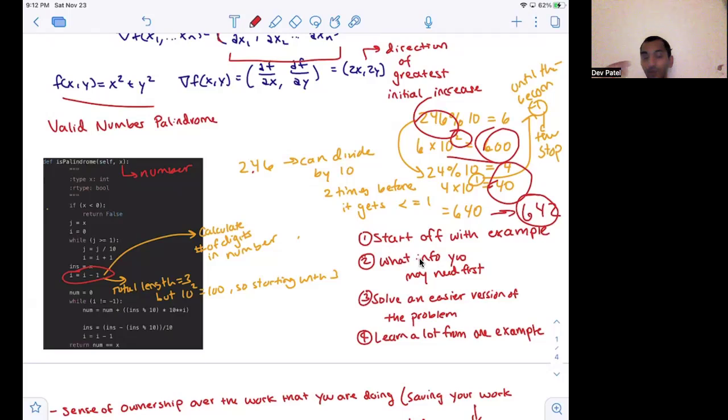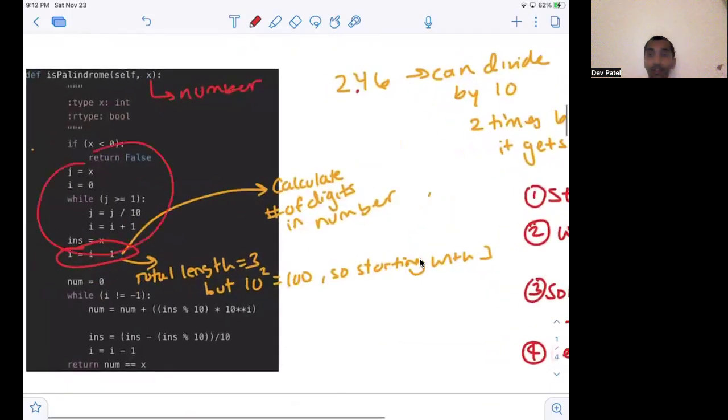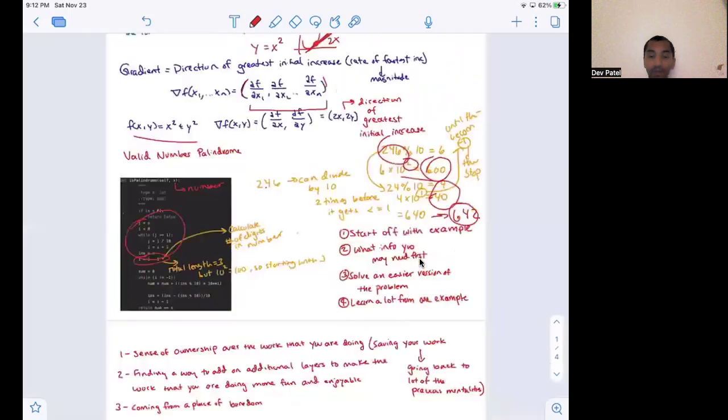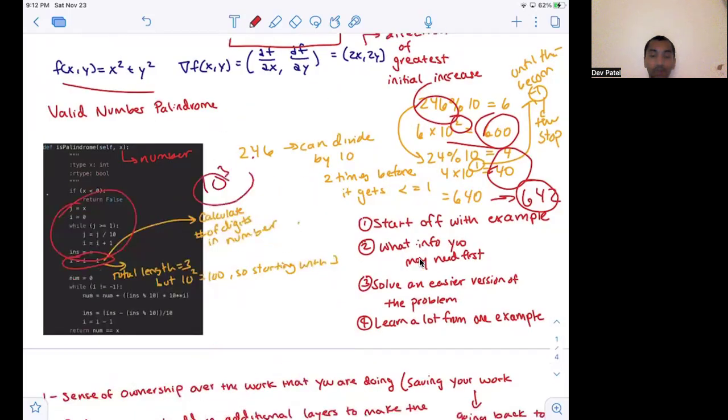So as we were mentioning before, we would like to know the length minus 1, right? We would like to know up to what power of 10 this number represents. We're at 10 squared, right? Hundreds. And from that, we would need to know the length. So what information do we need first? We can learn from that.